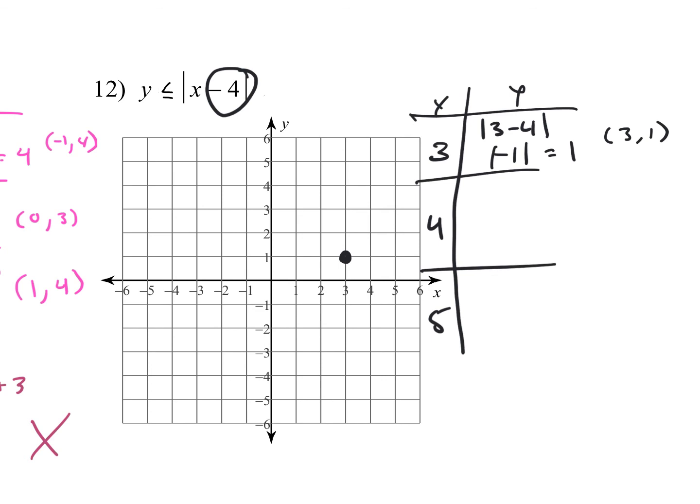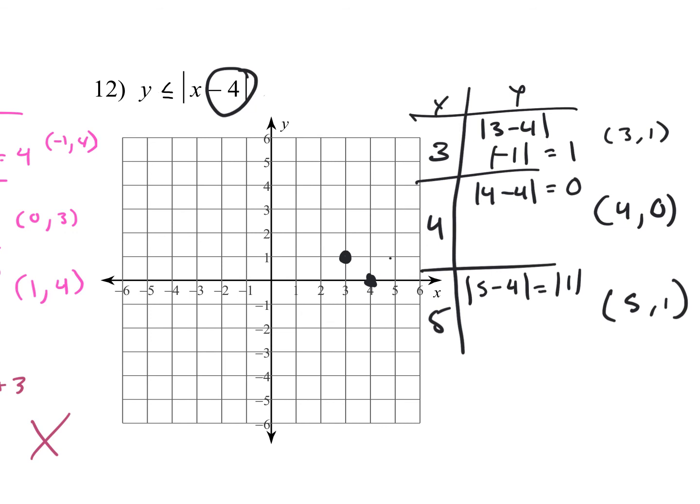Next I plug in 4. So I have 4 minus 4, which is 0. So 4, 0. Go to the right 4, stay on 0. And last I plug in 5. What's 5 minus 4? 1. So 5, 1 is my last point. Go to the right 5, up 1. Do I have a solid V or dotted V? Solid V.